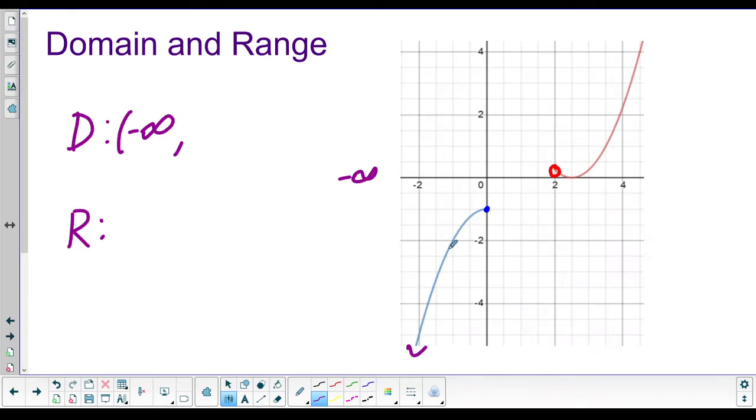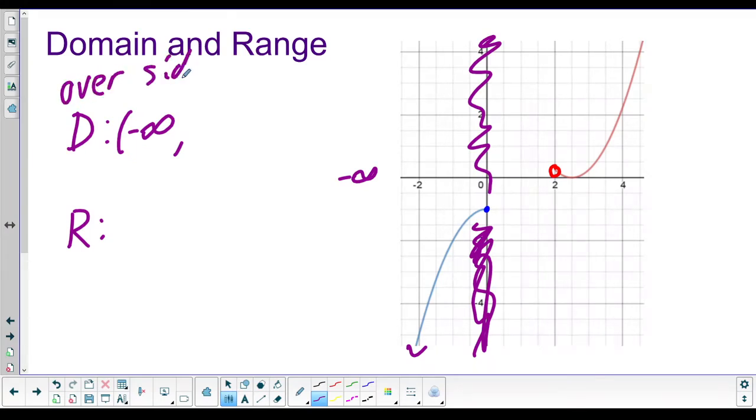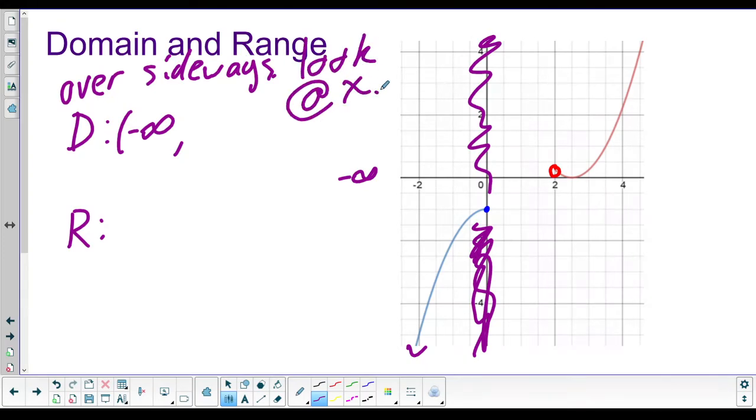Domain is left and right. I don't care how high this is. Cover up the y-axis and ignore it. You don't get to know how high up it is. How far over is it? Over, sideways. Look at x. So we go over until we get to 0 on the x-axis. So we put a 0. Because there is a closed dot here, we put a bracket because the 0 is included.